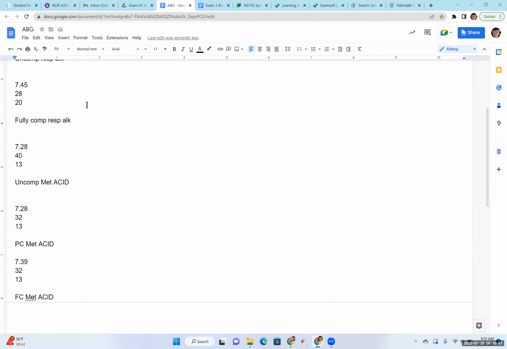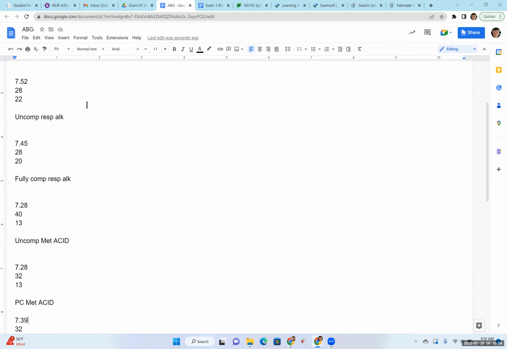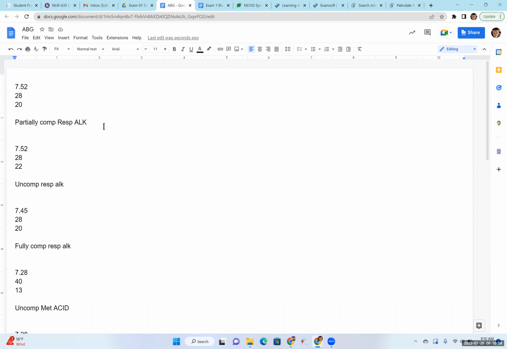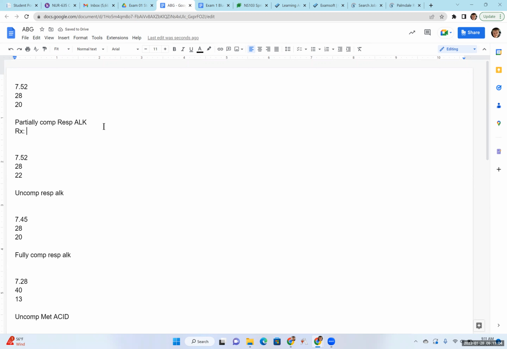Yes, question. The treatments, sure. Let's go to the top. How do you treat that? Well, they're both. We got respiratory alkalosis and we have respiratory. How do you fix a respiratory alkalosis? So what are you doing in respiratory alkalosis? Are you breathing fast or slow? So they're breathing fast, right?